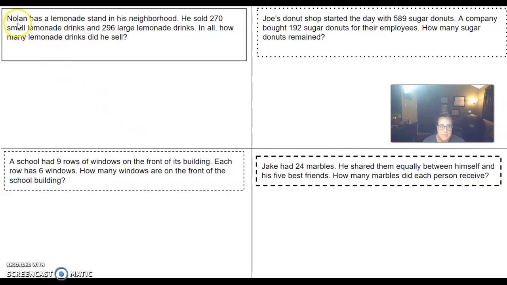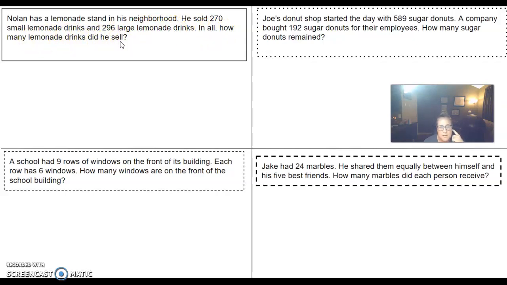So the first problem says Nolan has a lemonade stand in his neighborhood. He sold 200 small lemonade drinks and 296 large lemonade drinks. In all, how many lemonade drinks did he sell? Well, I read it one time, but now I need to read it another time. Nolan has a lemonade stand in his neighborhood. He sold 270 small lemonade drinks and 296 large lemonade drinks. In all, how many lemonade drinks did he sell?